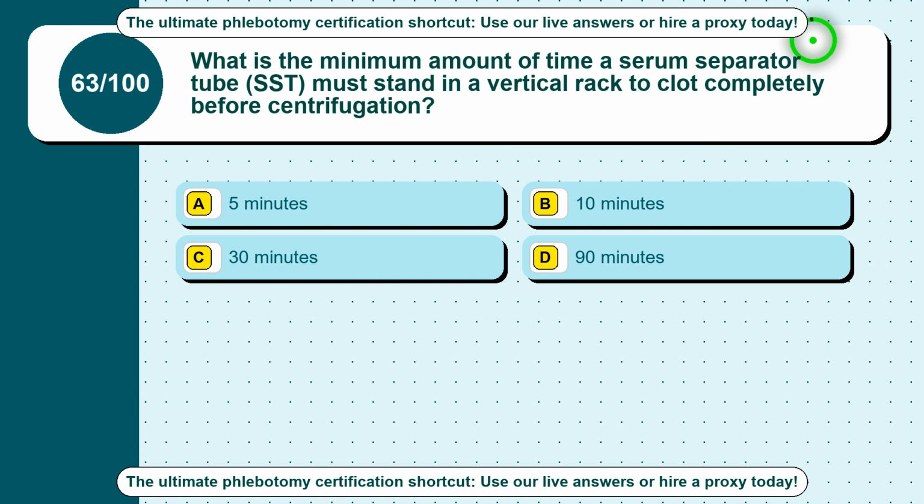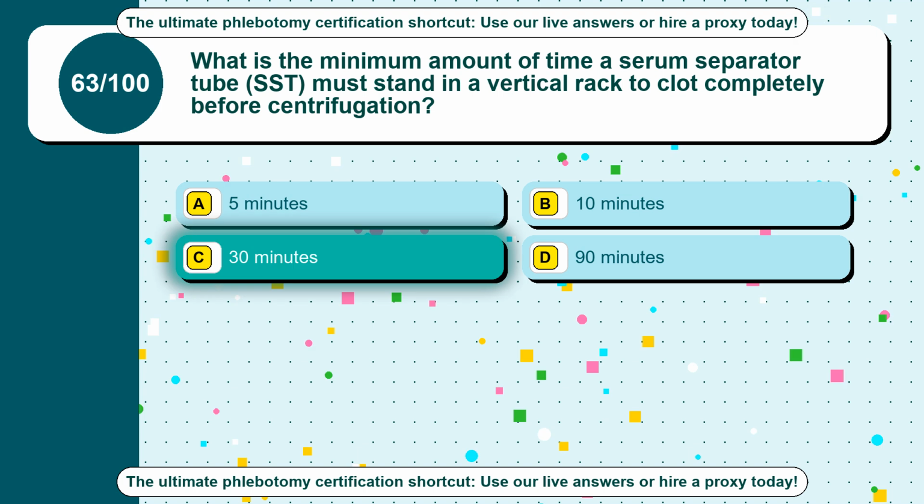Question 63. What is the minimum amount of time a serum separator tube, SST, must stand in a vertical rack to clot completely before centrifugation? Option A, 5 minutes. Option B, 10 minutes. Option C, 30 minutes. Option D, 90 minutes. The correct answer is option C, 30 minutes.